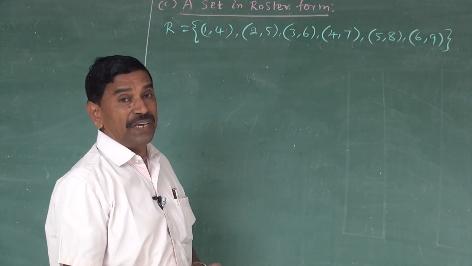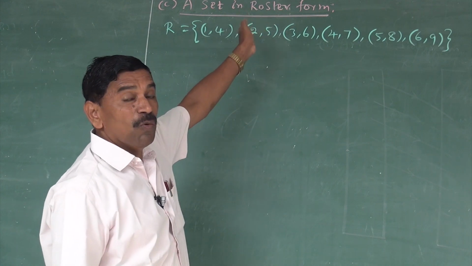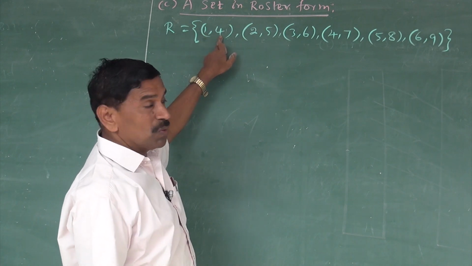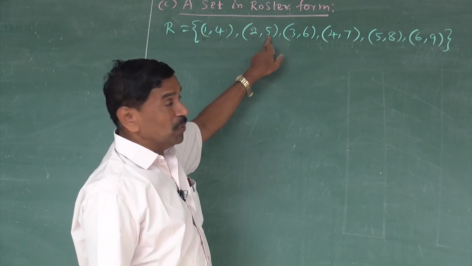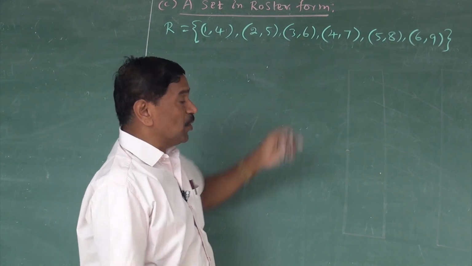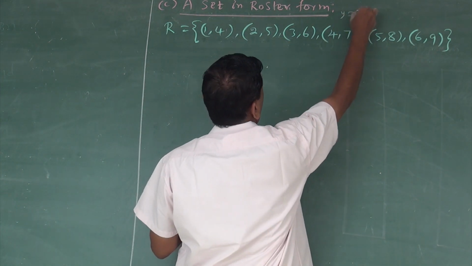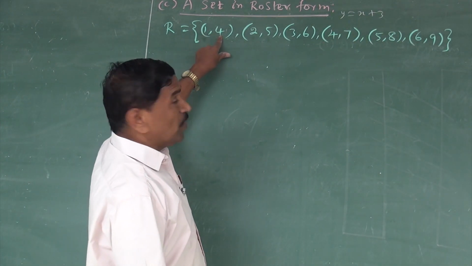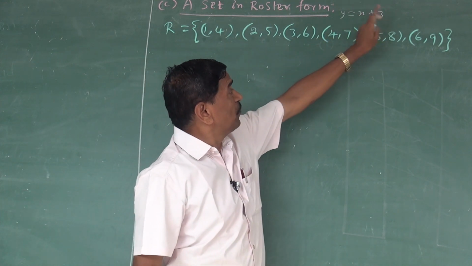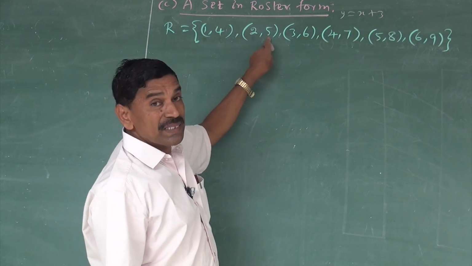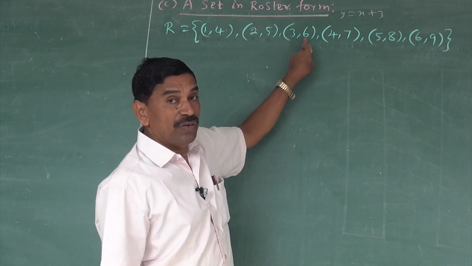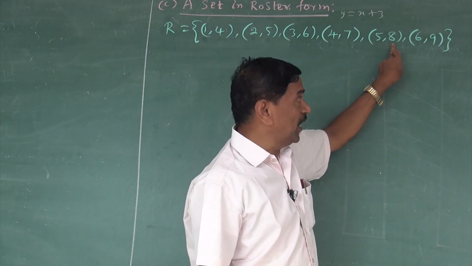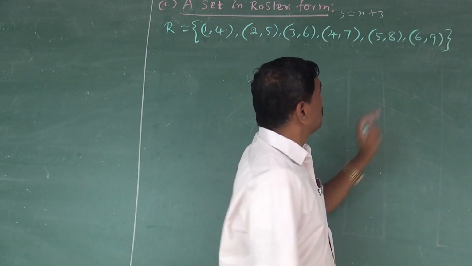And how to verify? Verification please. Yes, what is the condition? y is equal to x plus 3. So, listen, the verification is very simple. 1 plus 3 equals 4, 2 plus 3 equals 5, 3 plus 3 equals 6, 4 plus 3 equals 7, 5 plus 3 equals 8, 6 plus 3 equals 9, that's all.